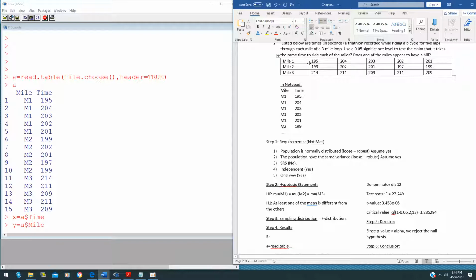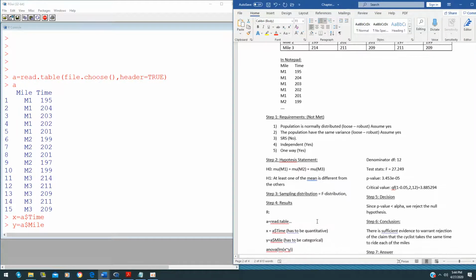That means we want to see if mile 1, mile 2, and mile 3 all have the same mean time. And H1, or your alternative, is that at least one of the means is different from the others. So this will be an F sampling distribution, and in your results.